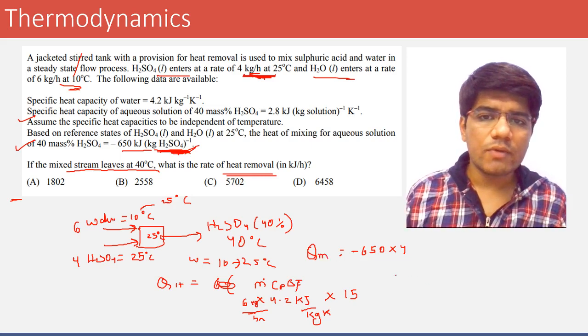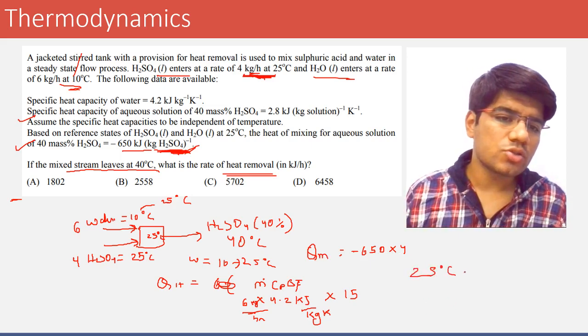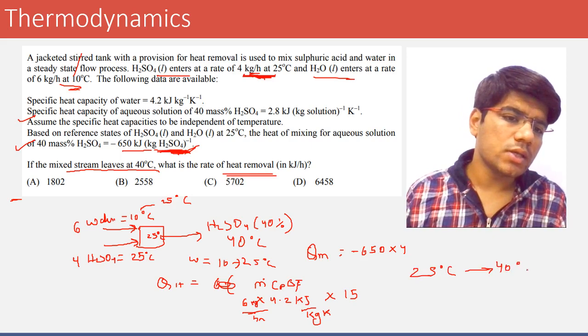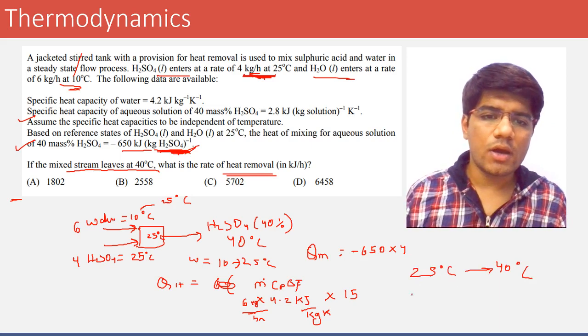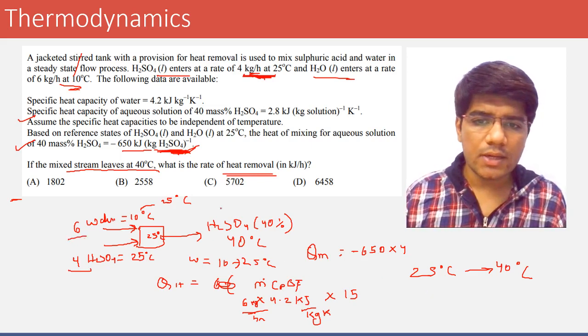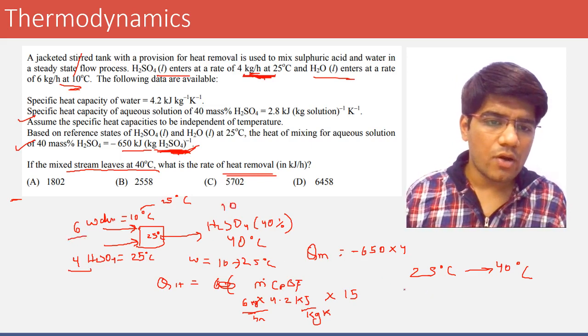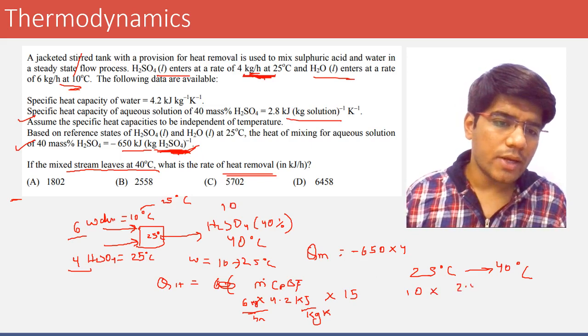Now the third one: the H2SO4 and water mixture will go from 25 degrees Celsius to 40 degrees Celsius, that is 15 degrees Celsius. So m will be total: 4 H2SO4 is coming, 6 water is coming, which means the outlet will be 10. So the flow rate out will be 10 into Cp, which is given as 2.8, into delta T, which will be 15.